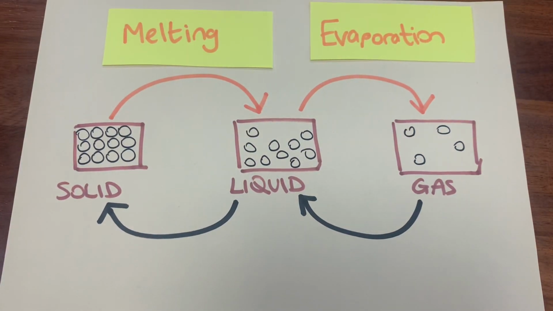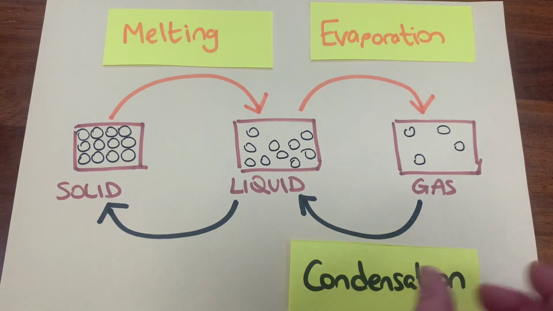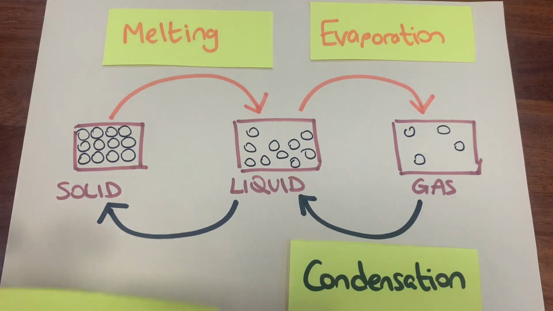And then the black arrows at the bottom represent when we cool things down. So when we cool a gas into a liquid, it's called condensation. And when we cool a liquid into a solid, it's called freezing.